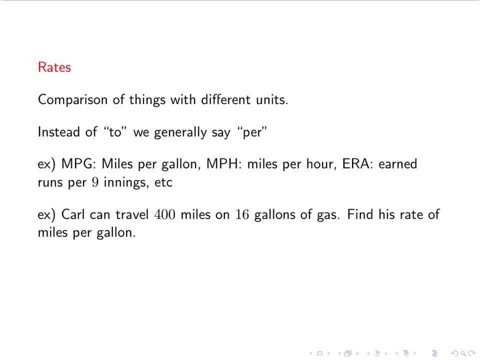So we'll do a couple examples. Carl can travel 400 miles on 16 gallons of gas. Find his rate of miles per gallon. So miles per gallon means miles goes on top, gallons goes on the bottom. And I can simplify that to 25 miles per gallon. It's a really nice integer here.